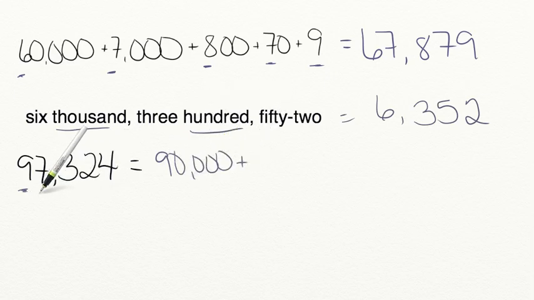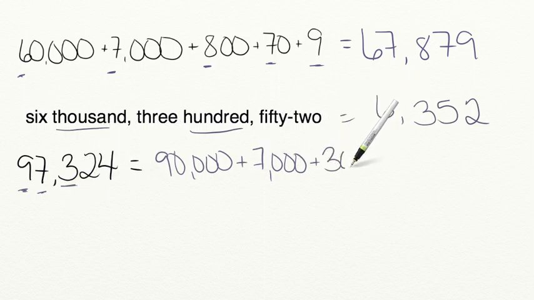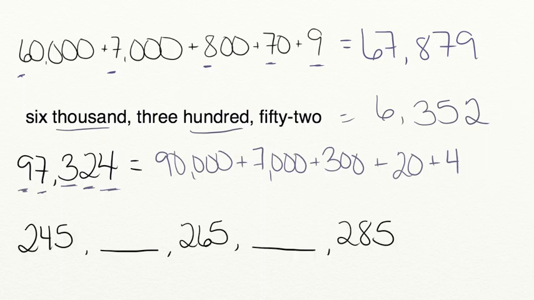Plus a 7 in the thousands place, so we're going to add 7,000. Plus a 3 in the hundreds place, so we're adding 300. Plus a 2 in the tens place, so that's 2 tens. 2 times 10 equals 20. Plus a 4 in the ones place. Great work!